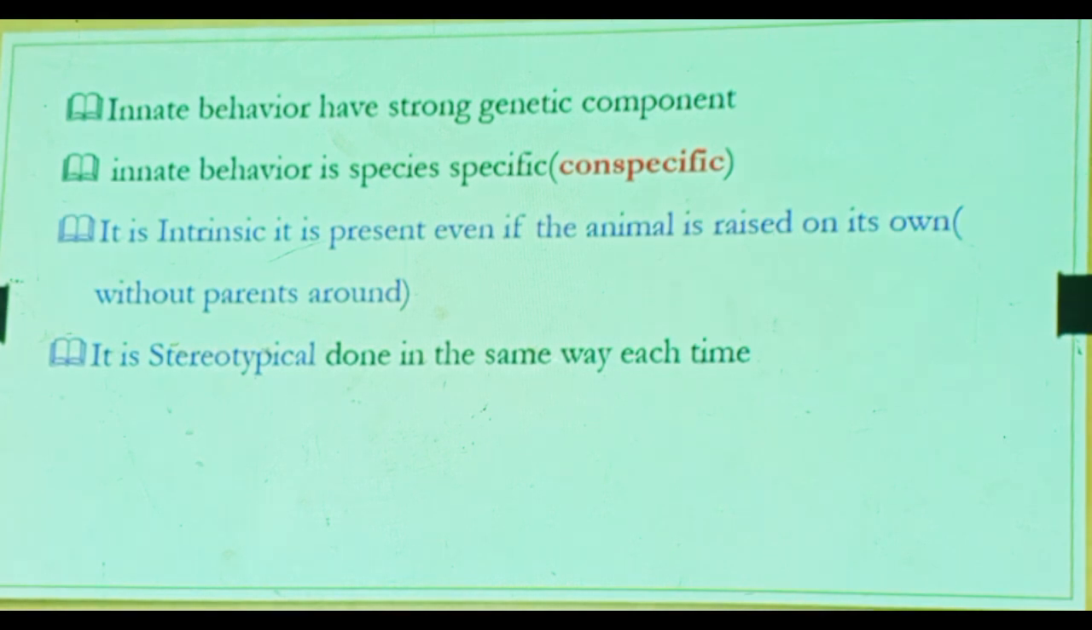Innate behaviors are known as stereotypical. That means innate behaviors are done in the same way each time. An animal does that innate behavior the same way each time it practices it. No variation. All members of the species do it in the same way. That is typical of innate behaviors. Of course, these are the descriptions for innate behavior.